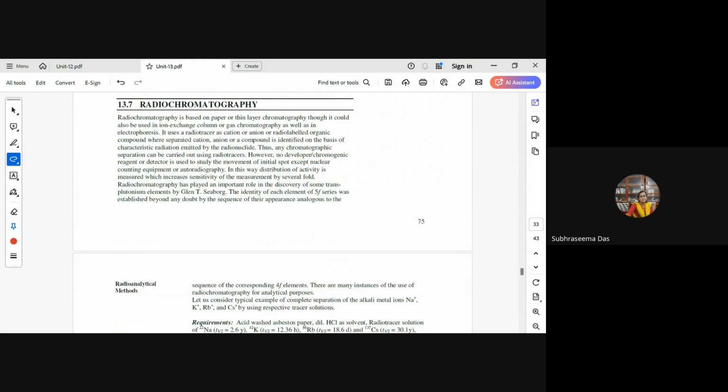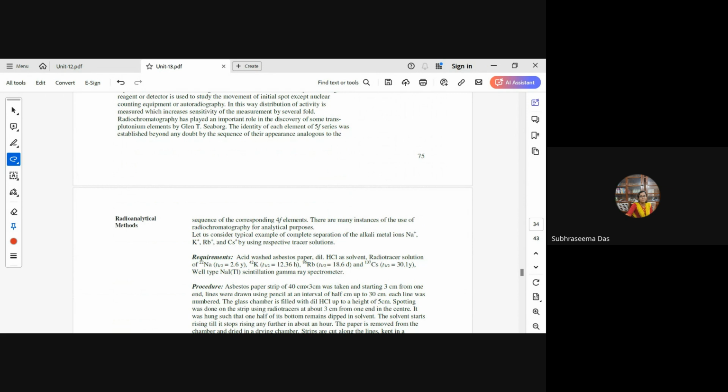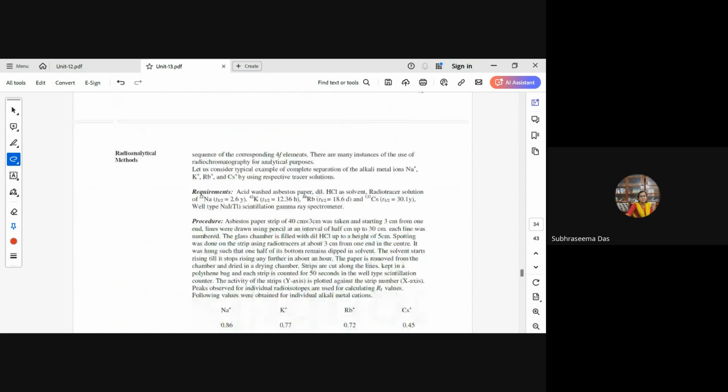The identity of elements of the 5f series was established beyond any doubt by the sequence of their analogous corresponding 4f elements, and this is one important example of use of radiochromatography for analytical purposes.